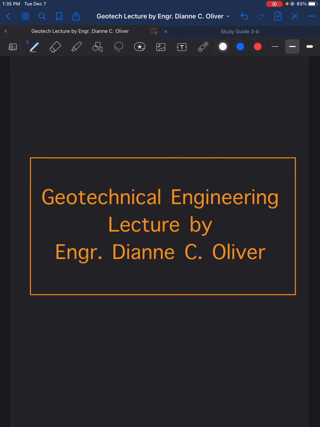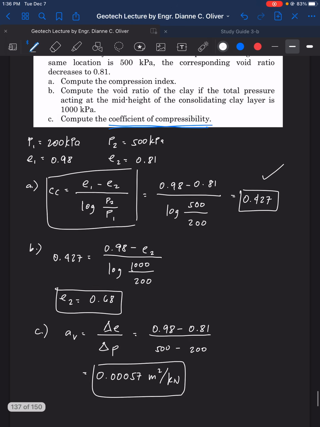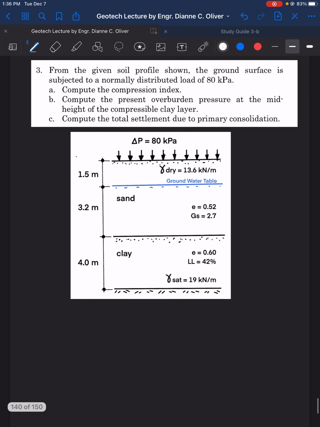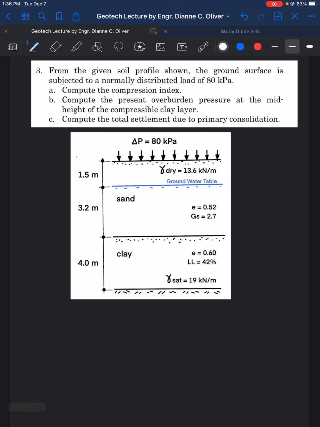Let's continue our discussion in Geotechnical Engineering under the topic Compressibility of Soil. The last time, we were able to discuss the principles in compressibility of soil and some formulas that we use under that topic. We also solved two sample problems in the previous video, and that's why we have this second video to solve the rest of the sample problems. So in this video, we will solve sample problem number 3, 4, and 5.